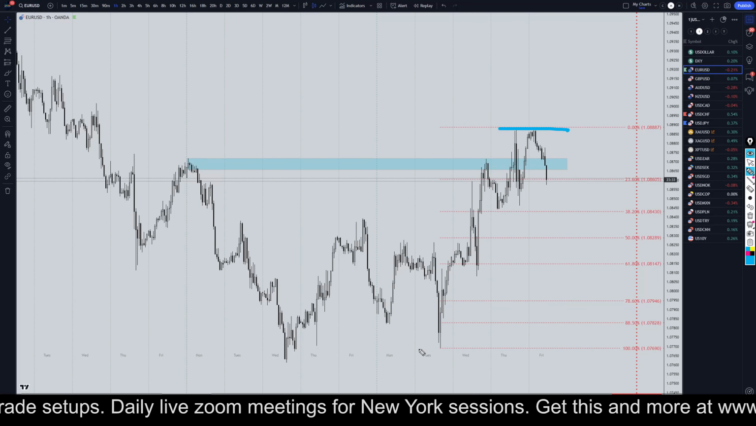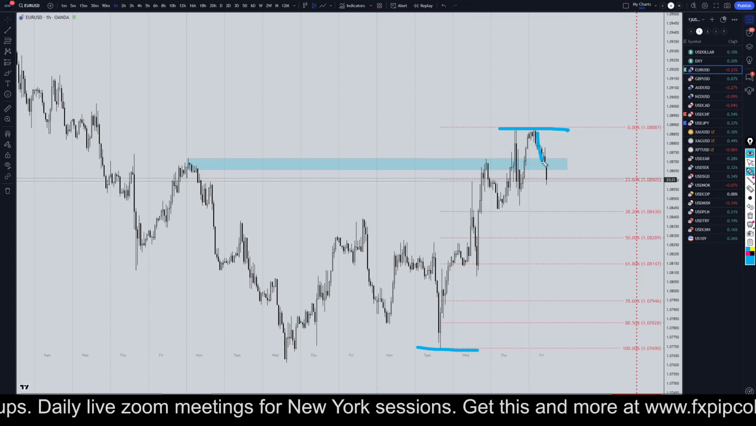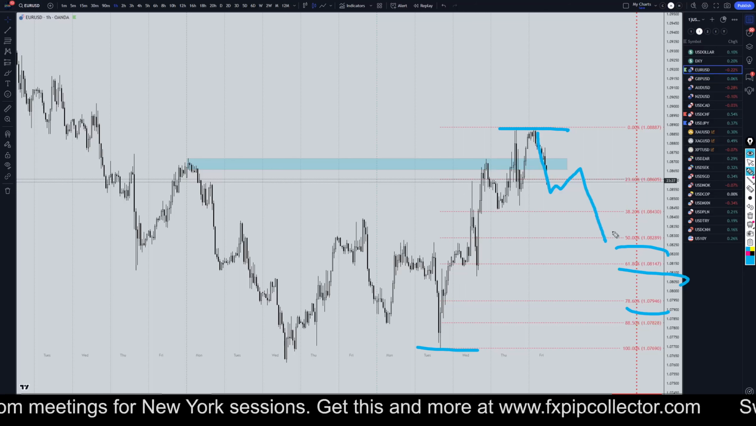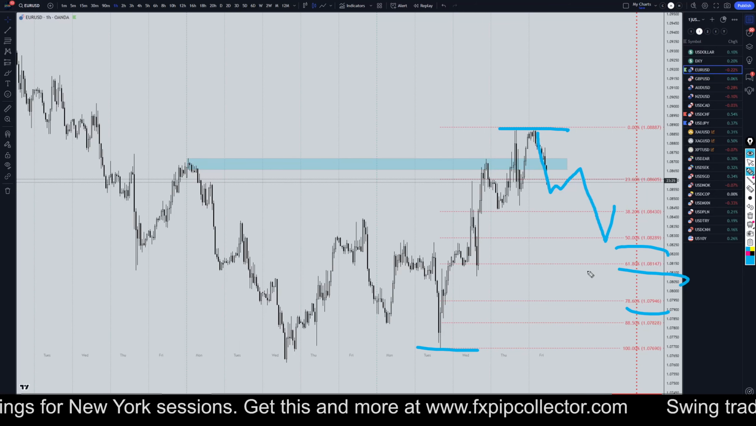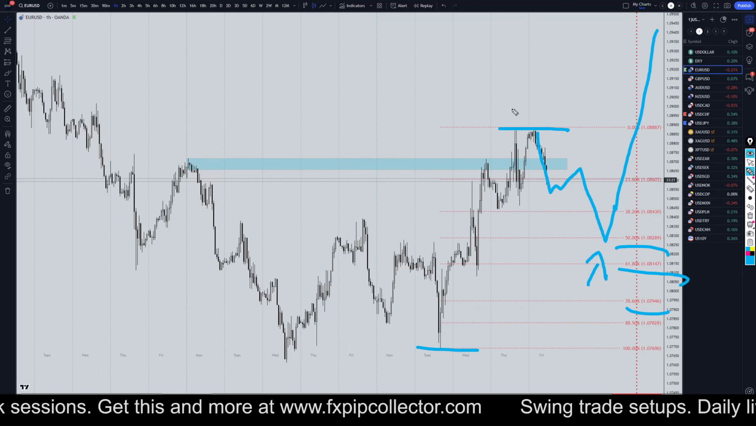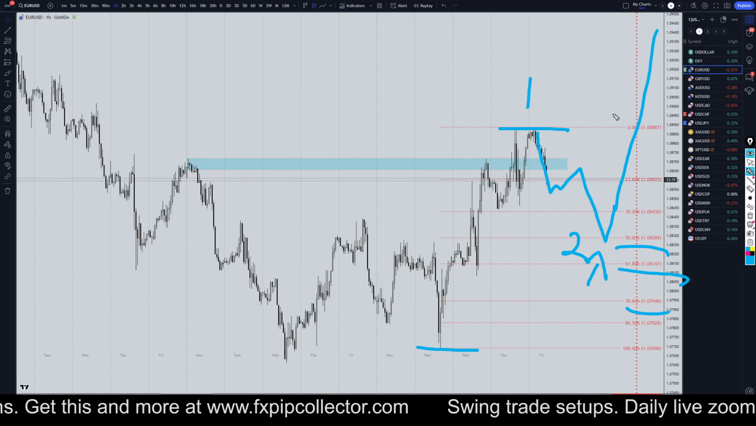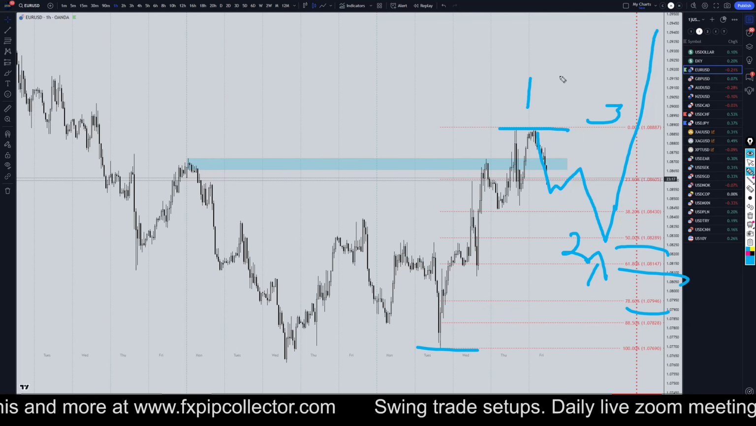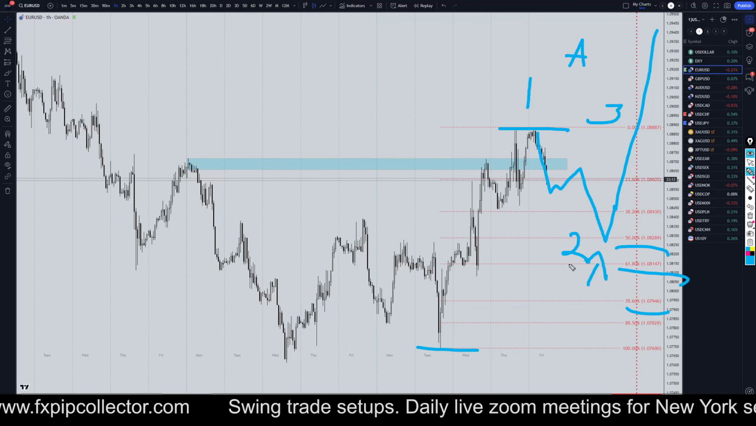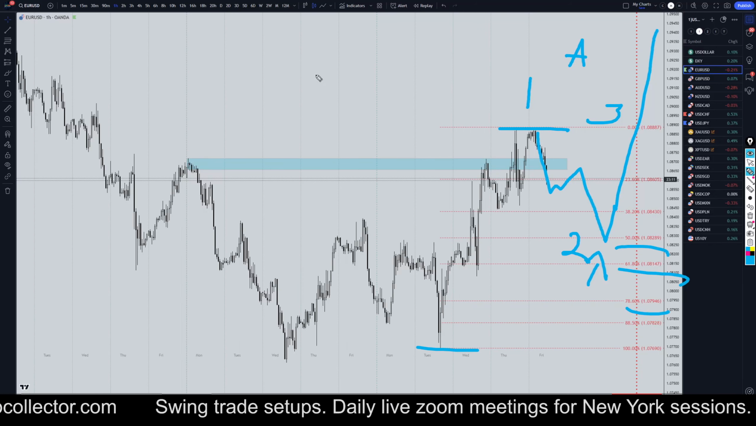I got my Fibonacci retracement on the last impulsive move up. If this makes three waves down to any one of these Fibonacci levels and then makes like an engulfing move to the upside, I will definitely be taking it for a long. Hopefully what happens is this is a wave 1, this is a wave 2, and this goes up for a wave 3, probably a 1, 2, 3 of wave A of an ABC correction on the much higher time frames.